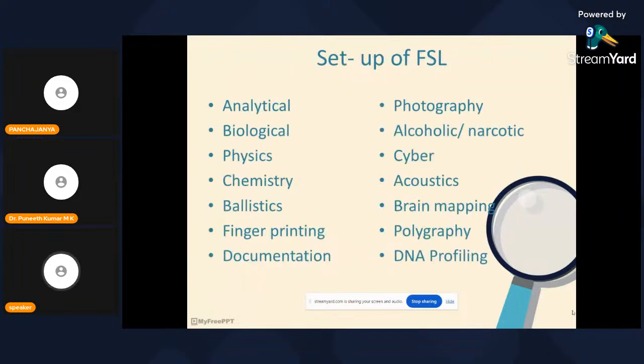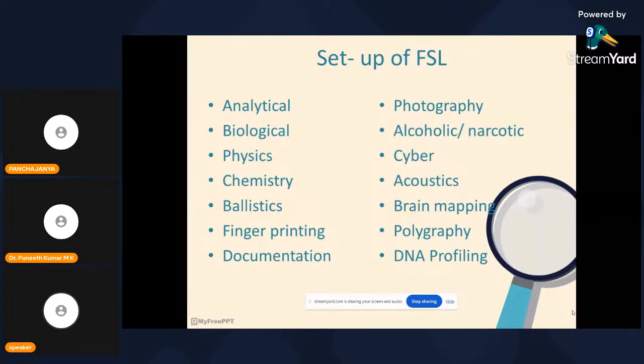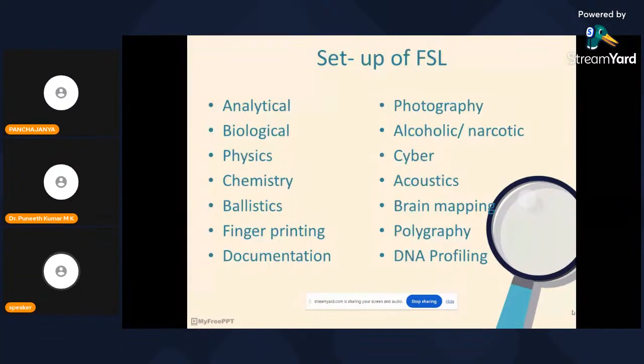And the setup will be like this, how the structure will be in the FSL. Analytical is one where you use HPTLC, TLC, HPLC, gas chromatography, liquid chromatography. Based on these techniques, identification or examination is done. That is called analytical. And biological is blood examination, urine examination and all.